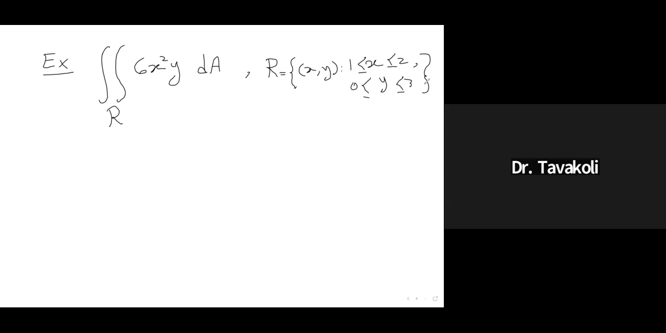As I mentioned, if the function is positive over that rectangular region, we get the volume. But in general, if the function is not necessarily everywhere positive, it doesn't give us the volume. The result of the double integral could be positive, negative, or 0.